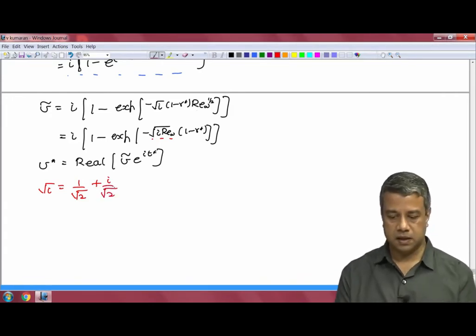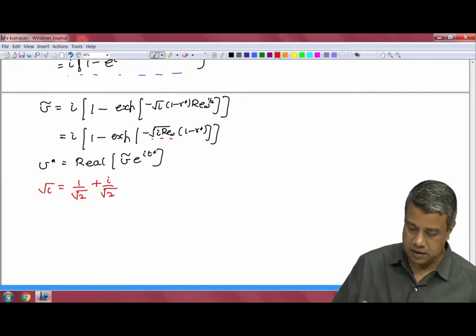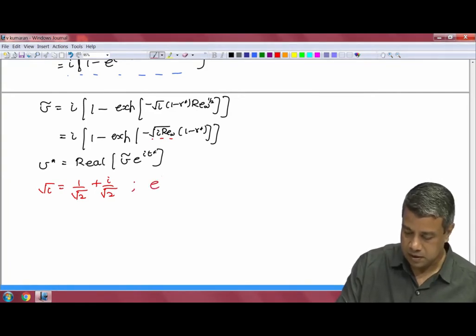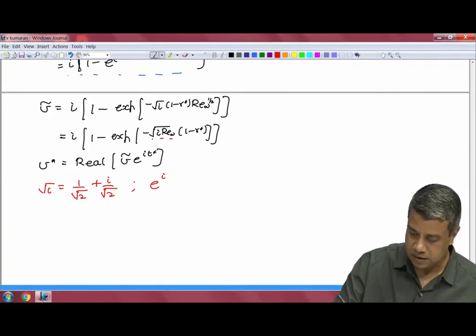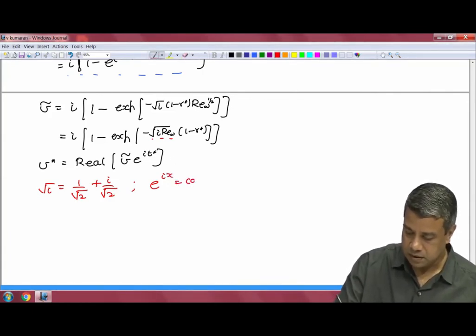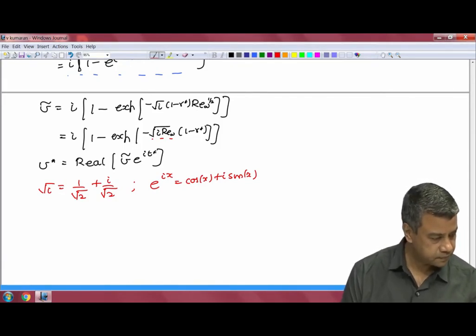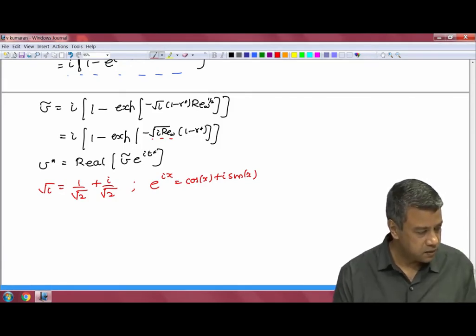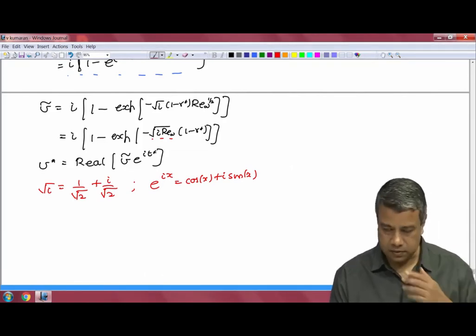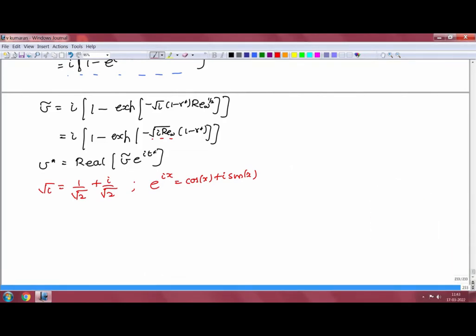That identity has to be used along with the identity that e power i times any function x is equal to cos of x plus i sin of x. So, using these two, we can get an analytical solution for this V star. It has a slightly complicated form, so I will not go through the details of the form.